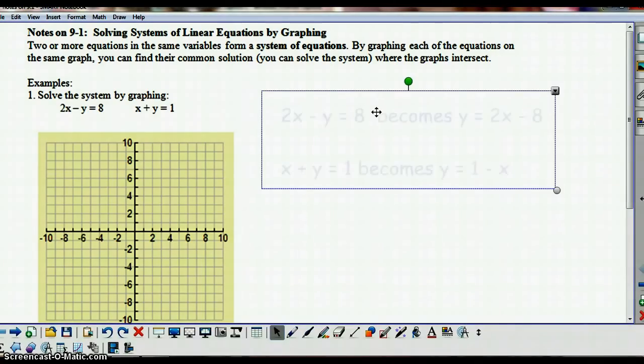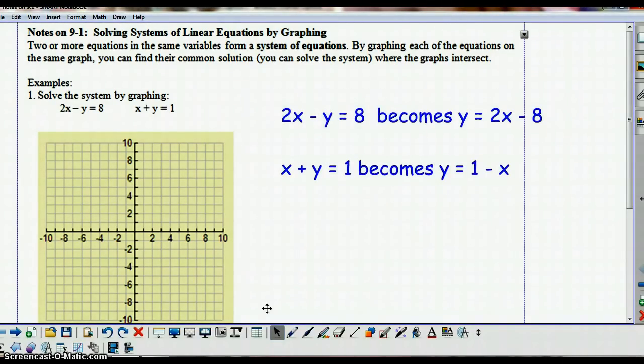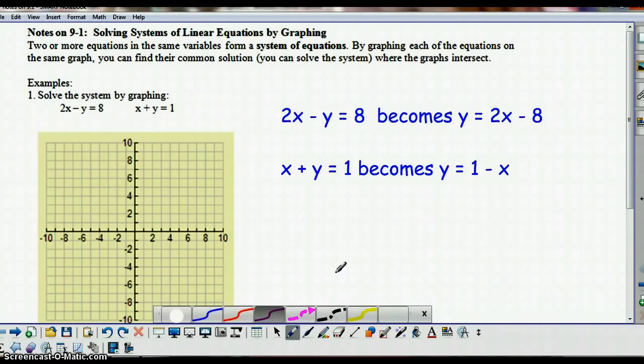So first we're going to change the equations here. I'm going to transform them so that we can have them in slope-intercept form. 2x minus y equals 8 becomes y equals 2x minus 8. In other words, I just subtracted 8 from both sides and added y to both sides of my equation. And x plus y equals 1 becomes y equals 1 minus x. So here I just subtracted x from both sides. So now I have a system of two equations, both in slope-intercept form, and we can graph these lines because we know the slope and the y-intercept.